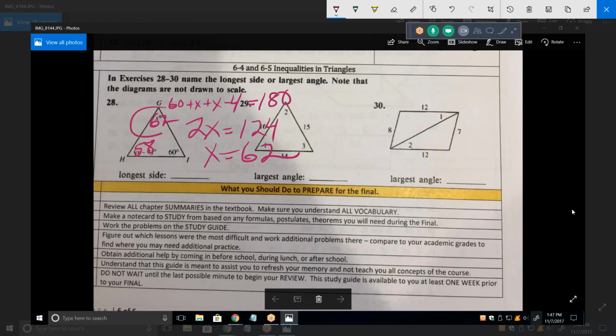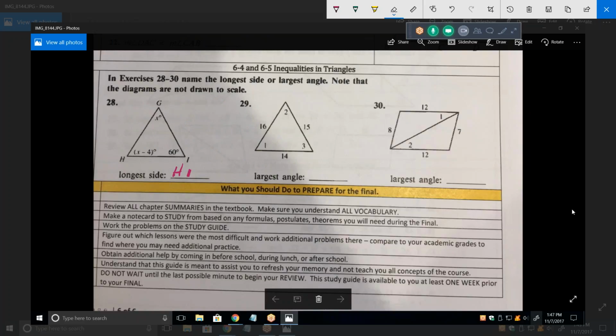Now we know that's the biggest angle. HI is the longest. That L or I? I think it's an I. Just write it exactly the way they wrote it, and then they can't misread it. So, we had to solve for x to determine which was the biggest angle, because we couldn't tell. We knew x was bigger than x minus 4, but we didn't know if x was bigger than 60.